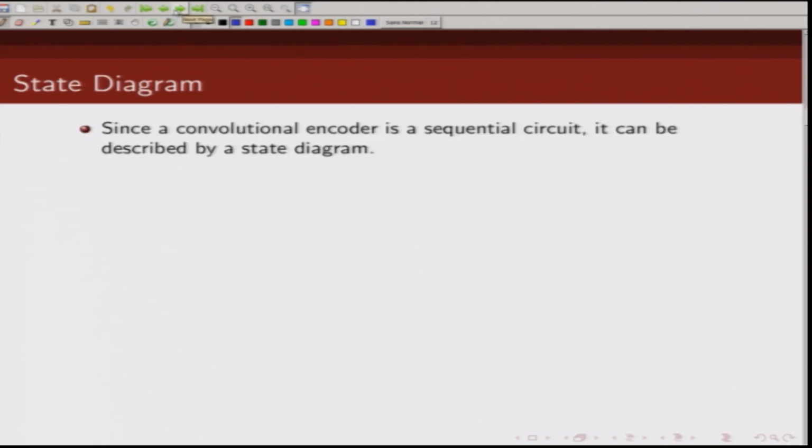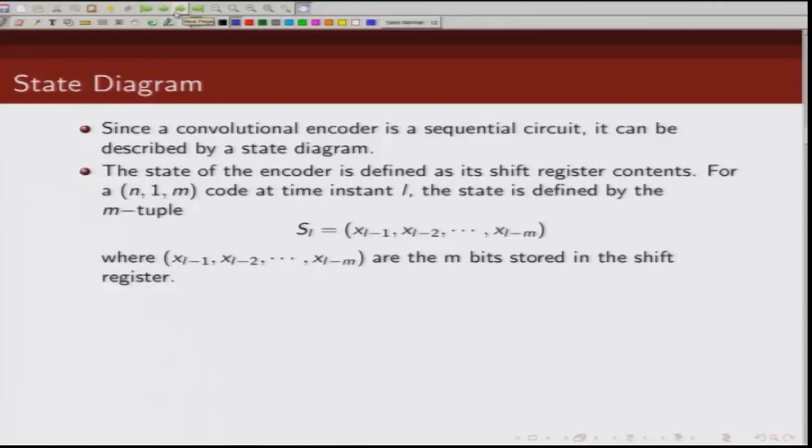Before we talk about the state diagram and trellis diagram, just a few words about the convolutional code and its equivalent state diagram. Since the convolutional encoder is a sequential circuit, we can represent it using a state diagram, and we are going to make use of this state diagram and trellis diagram when we will be decoding the convolutional code. So, the state diagram is described as follows.